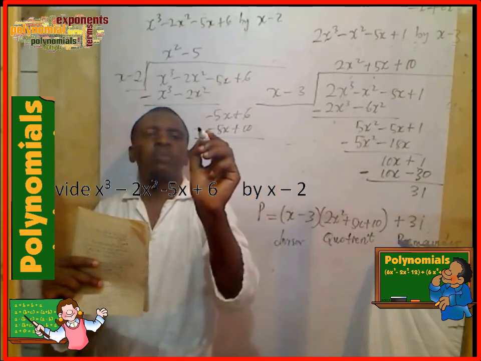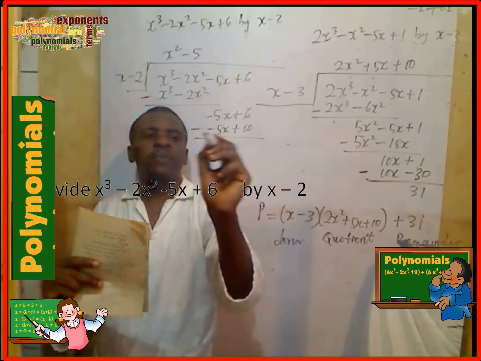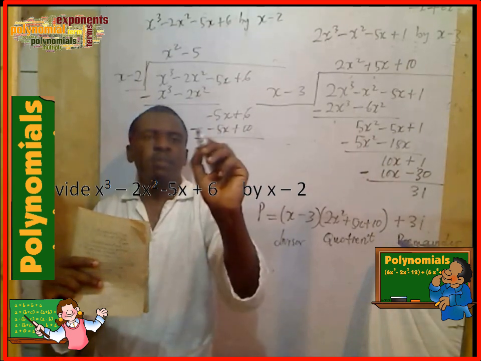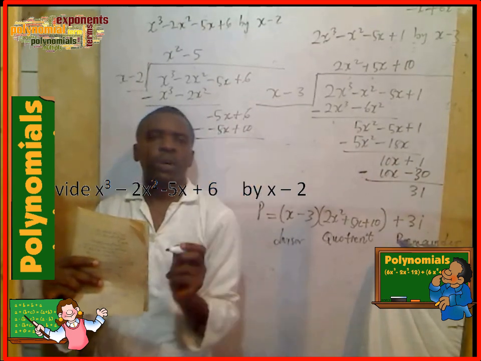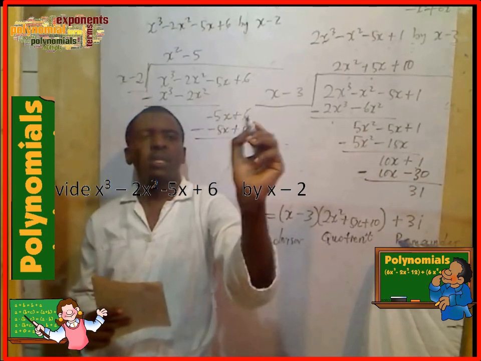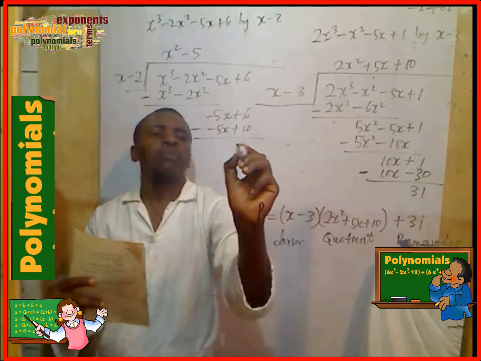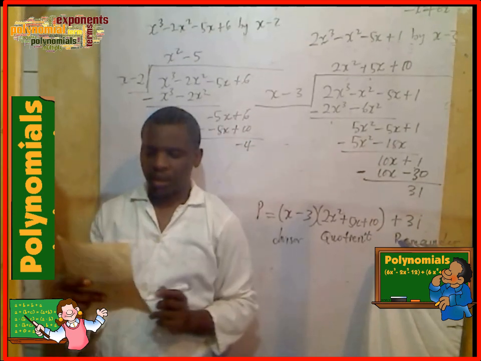I subtract. Minus 5x minus 5x goes off. That is 0. 6 minus 10 gives me minus 4, which is the remainder.